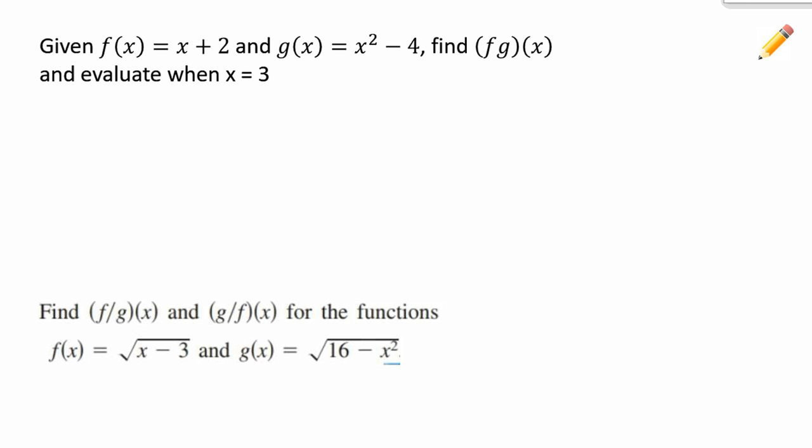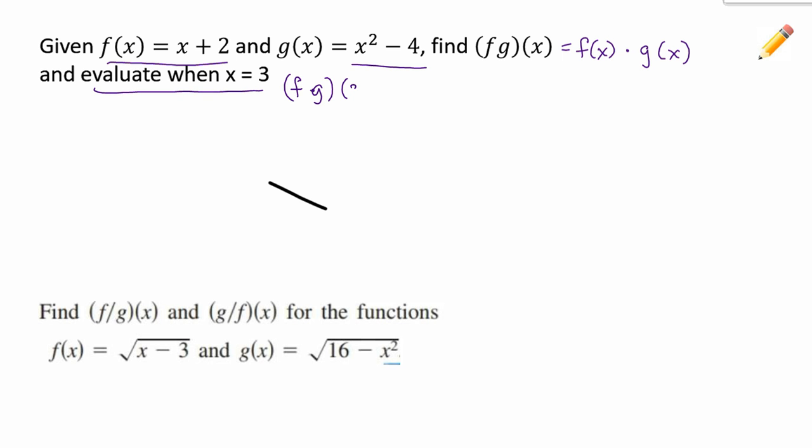Here's a couple more examples. Given our two functions right here, we're going to find f times g of x, f of x times g of x, and then evaluate when x equals 3, which means we're going to have to find fg of 3.